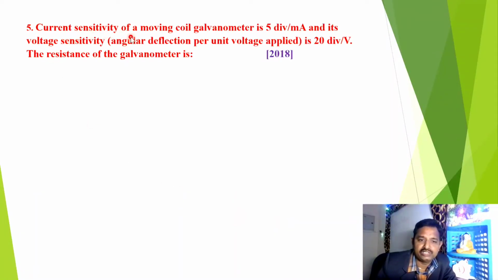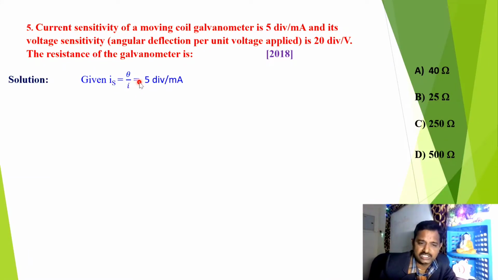A current sensitivity of a moving coil galvanometer is 5 divisions per milliampere, and its voltage sensitivity means angular deflection per unit voltage applied. Okay, so voltage sensitivity is given as 20 divisions per volt. The resistance of the galvanometer is... it was given in 2018. Here the options. Option A 40 ohm, option B 25 ohm, option C 250 ohm, and option D 500 ohm. Now we will do the solution.